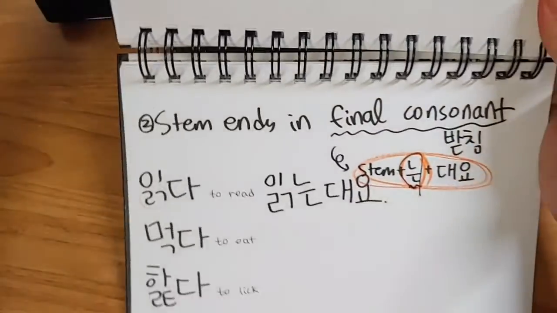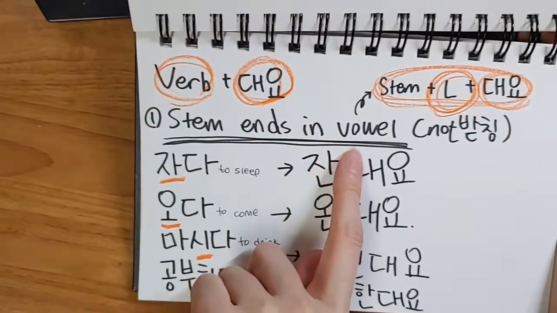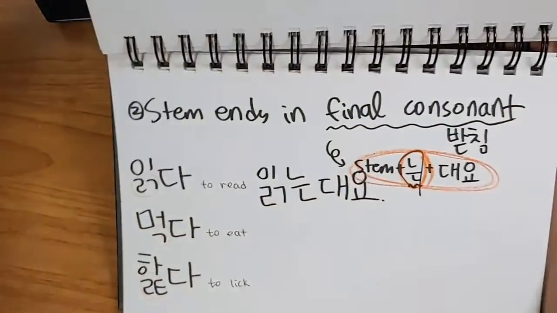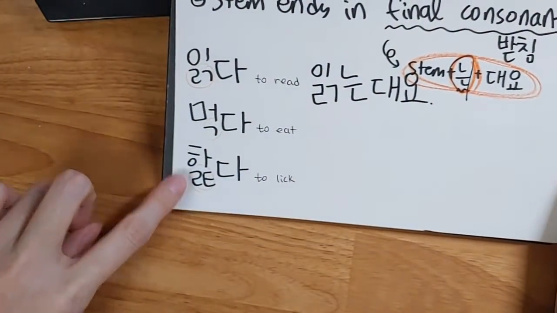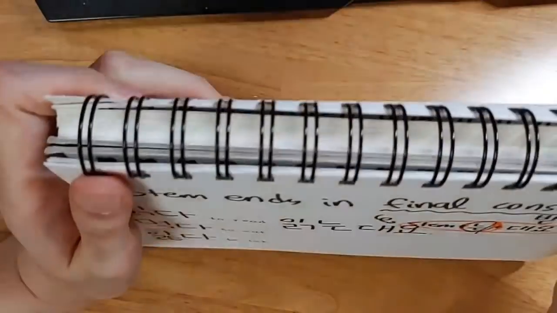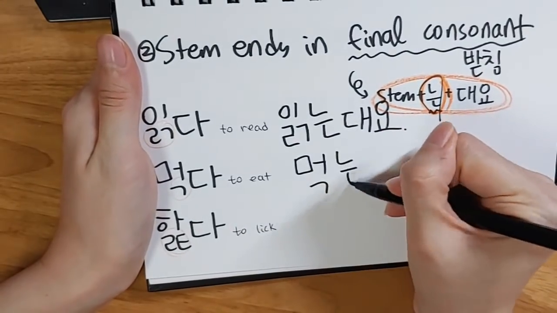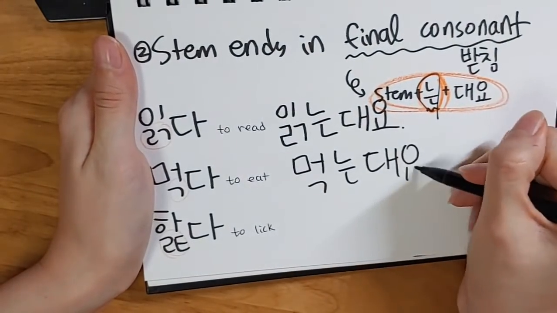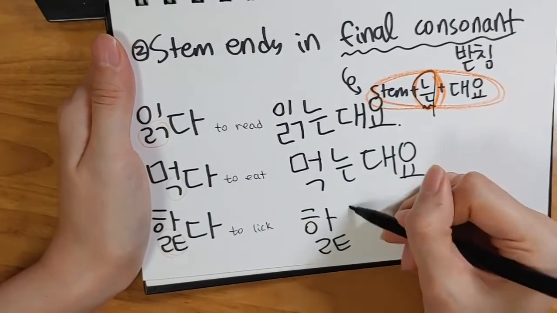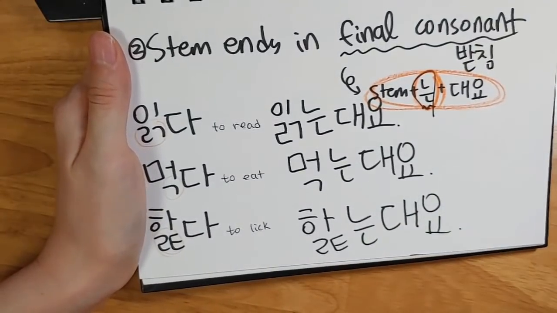I'm getting confused myself while explaining. So when the stem ends in a vowel, you need extra 니은 받침 to fill it in. And when the stem already ends in a consonant, you can put 는. 그래서 읽는대요. And you guys are already following. Yes, this one is 먹는대요, right? 먹는대요. And this one is 할는대요. 잘했어요, 여러분.